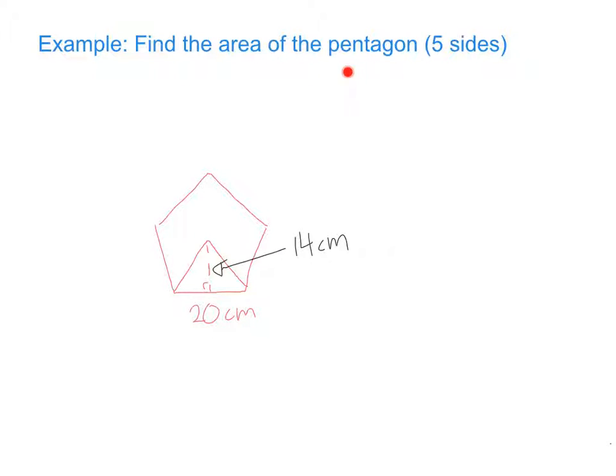We want to find the area of this pentagon. It's a 5-sided shape. Okay? So they've drawn for us a triangle within this pentagon. Notice the pentagon has 1, 2, 3, 4, 5 sides. Well, what I want to do is slice this from the center, or the vertex. I want to slice it into 5 equal pieces.